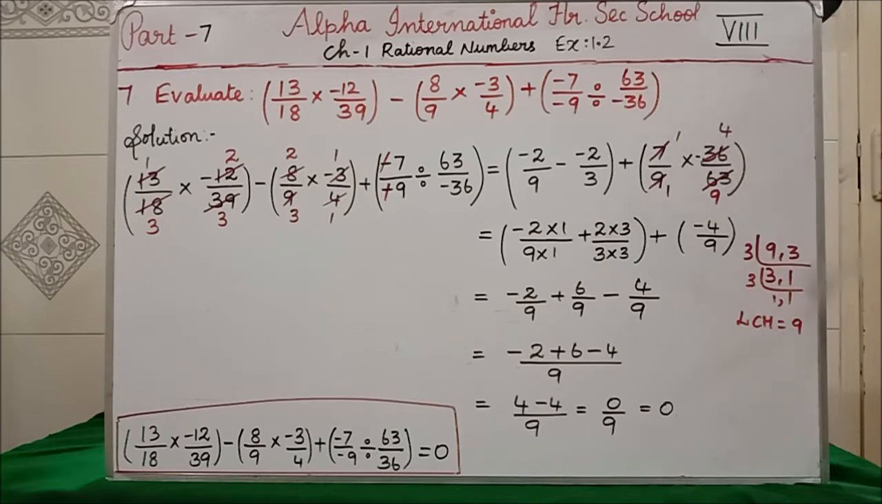This 63 will come down. Clear? When the divide has changed into multiply, the new denominator part will go to the numerator, and the numerator part will come to the denominator. That is called the reciprocal. Clear? Clear, all of you? Now you see here in between we are having a minus sign, so we should not cancel in the opposite. So now what we are going to do is take the LCM of 9 and 3.